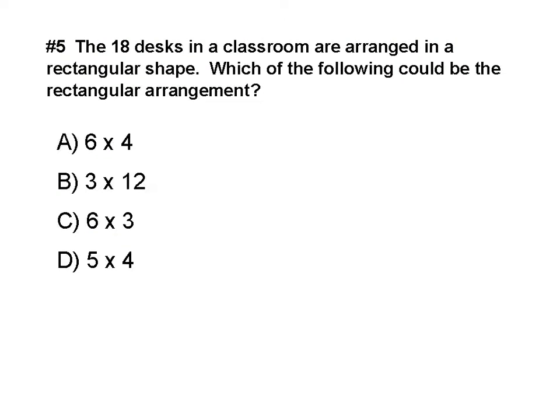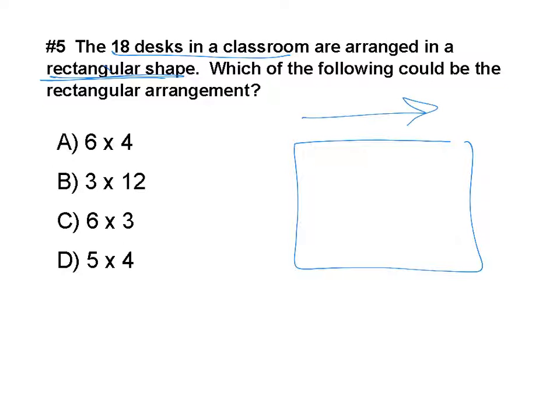Okay, number 5 says they're going to talk about stars on a flag. I'm going to do a similar problem with desks in a classroom. It says there's 18 desks in a classroom that are arranged in a rectangular shape. Which of the following could be the rectangular arrangements? In other words, if we make it a rectangle, how many would you have going left and right, and how many up and down? If you have 18 desks, would 6 and 4 work? 6 and 4? No, that would give you 24 desks. That wouldn't work. 6 times 4 is 24.